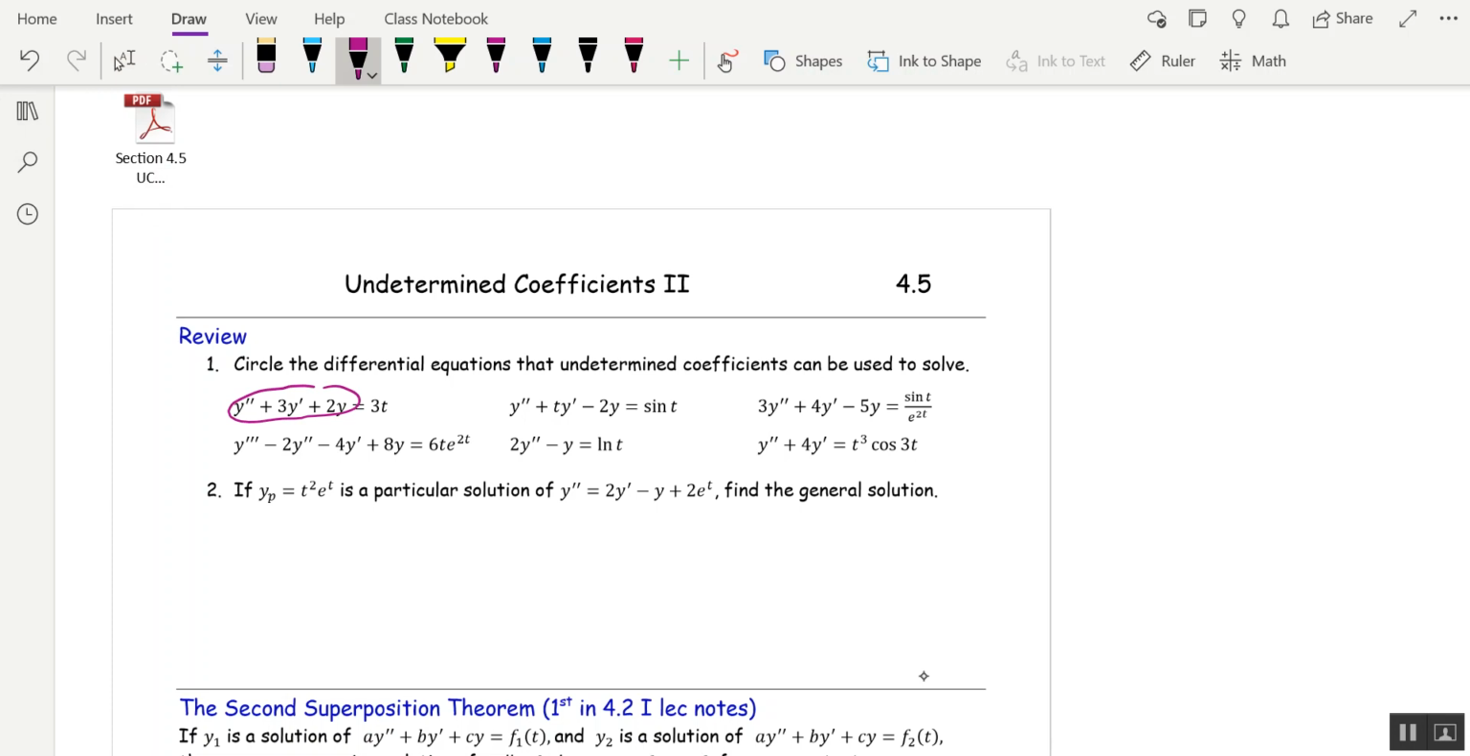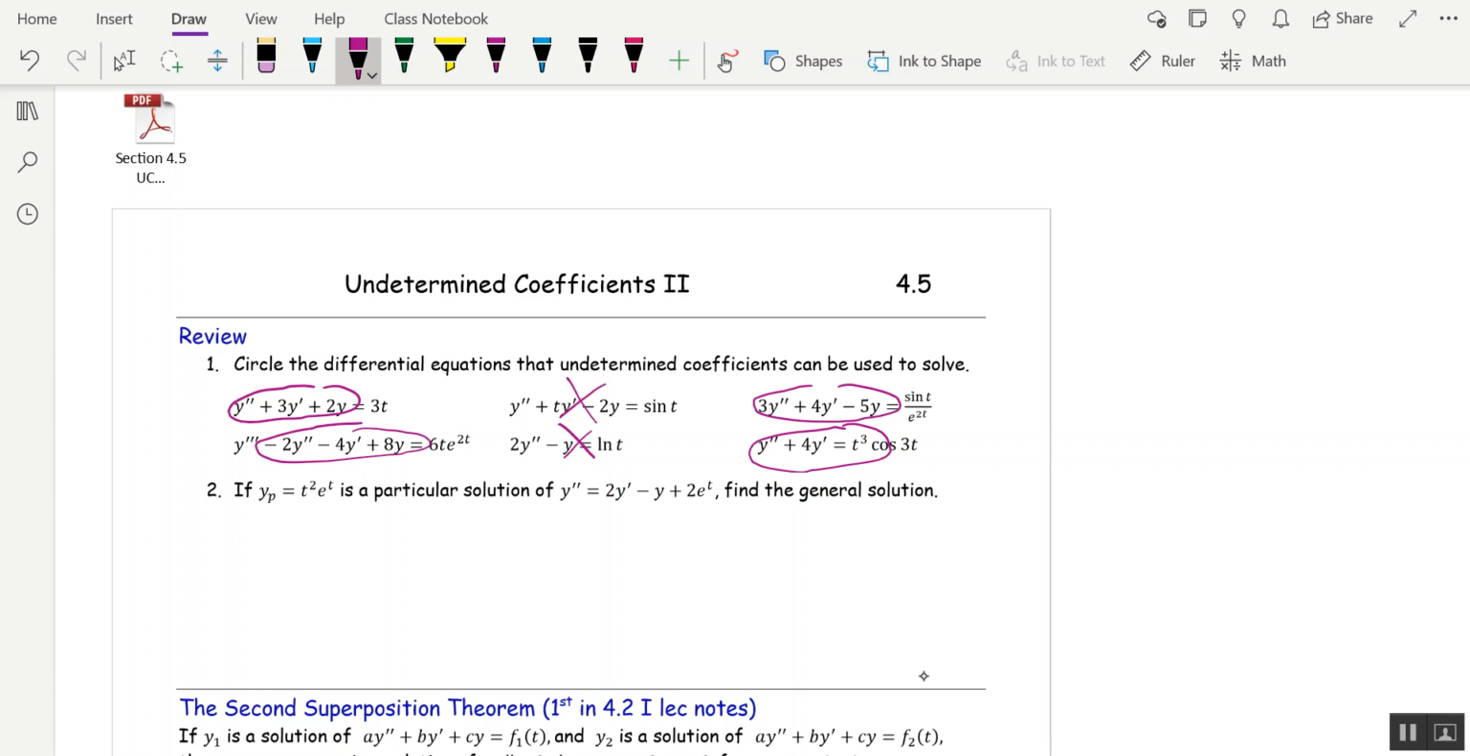So this one's good. Next one's no good because of this t here. Can't have non-constant coefficients, so that's a no. This one's good. Because remember, when we divide by e to the 2t, that's the same as multiplying by e to the negative 2t. So that's a product of a sine, cosine, and an exponential. The next one is looking good. Next one, no, because of the log. And the last one looks good to me. Products of polynomials and sine, cosine.